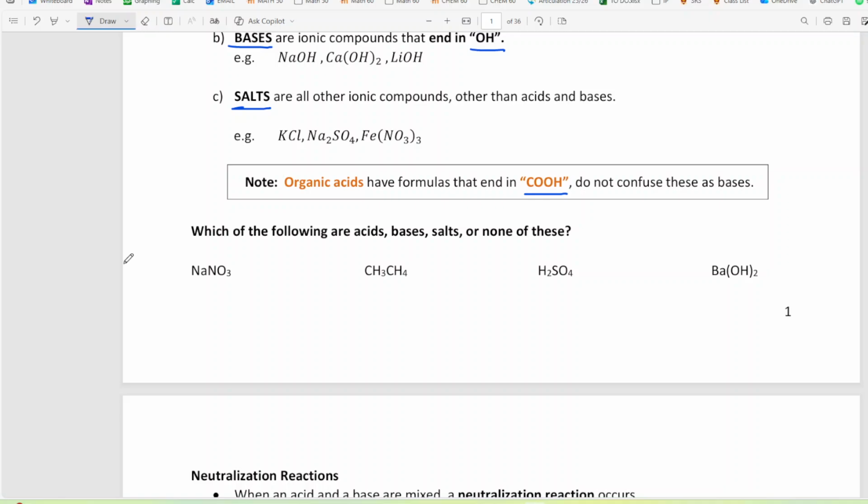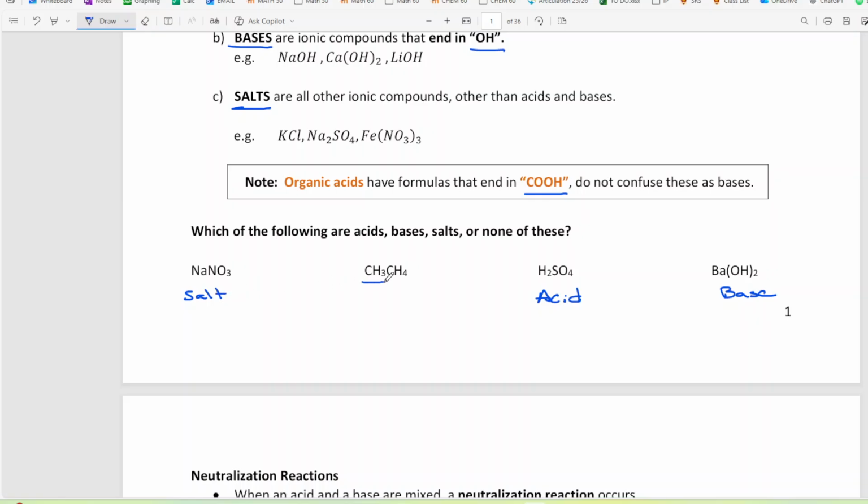So let's start with the easy ones, right? Let's start with the acids. The acids are the ones that start with hydrogen. So this guy is an acid. Then let's go on to the bases. The only compound that is going to end in a hydroxide is the barium hydroxide, so this is my base. Then let's move on to my salt. So my salt is any metal and nonmetal, or metal and polyatomic ion, or my organic acid. And so that is going to be my sodium nitrate. So this guy is going to be my salt.